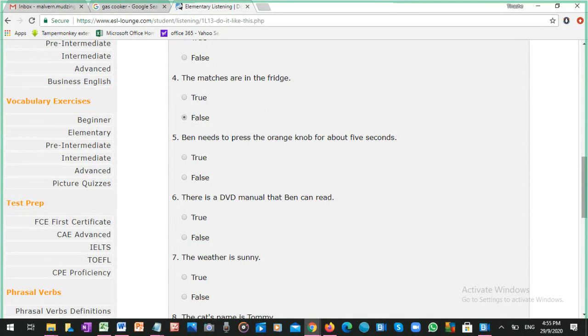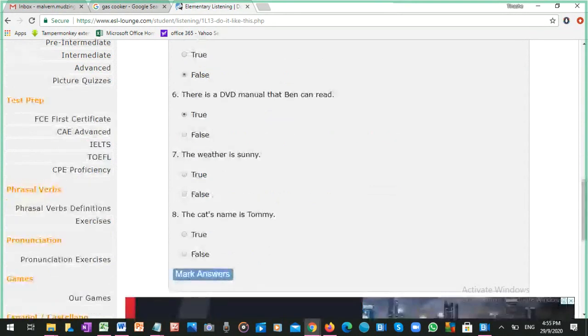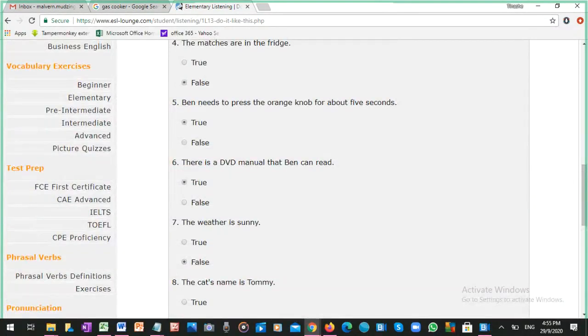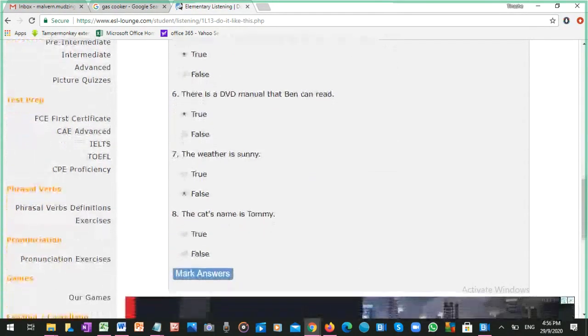True or false? Okay, let's try that one. There is a DVD manual that Ben can read. There is a DVD manual. Well done. The weather is sunny. No, it's false because it's raining outside. Remember, there's a cat outside and it's raining. So the weather is not sunny. Is that okay? Then this one is true. Ben needs to press the orange knob for about 5 seconds for the gas cooker to start. Is that okay? Okay.